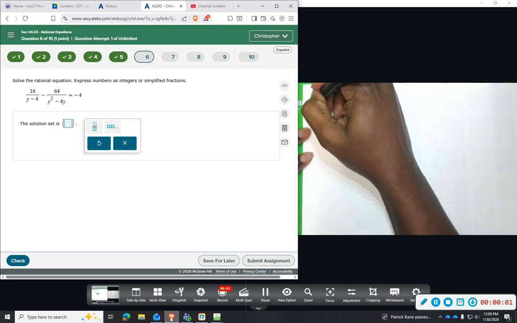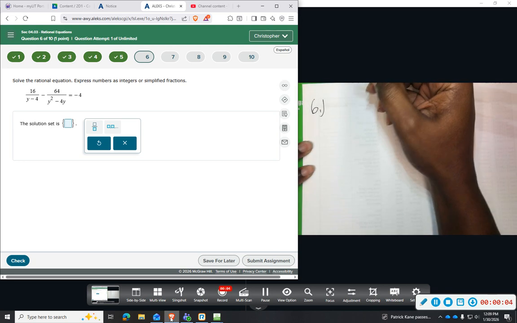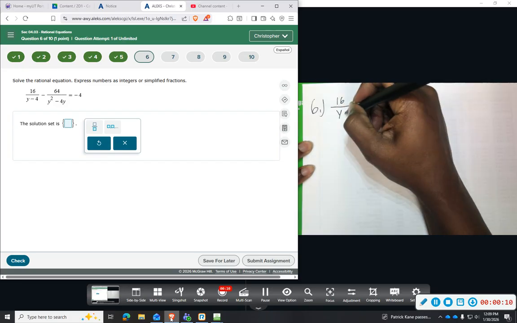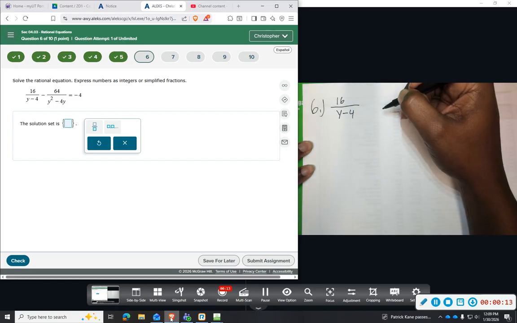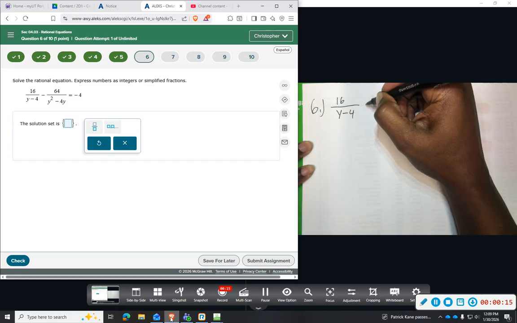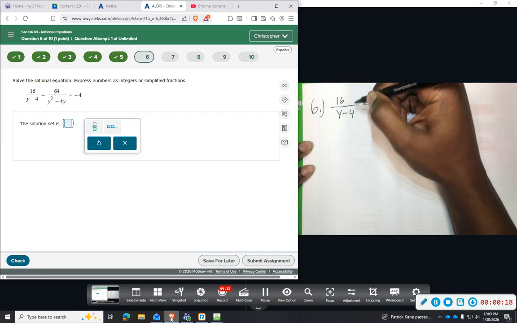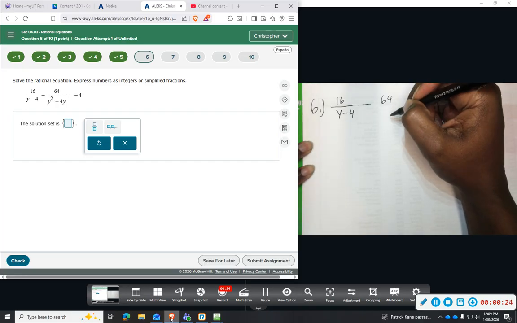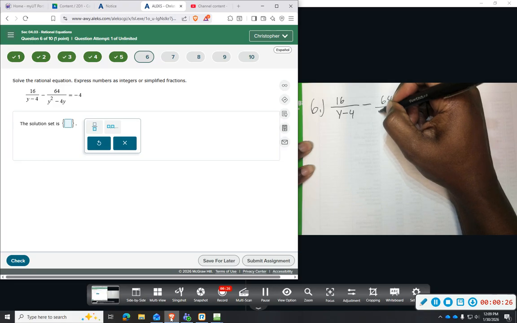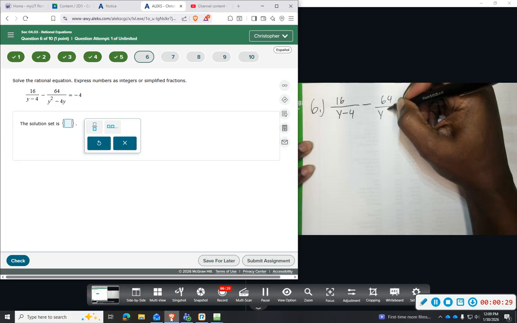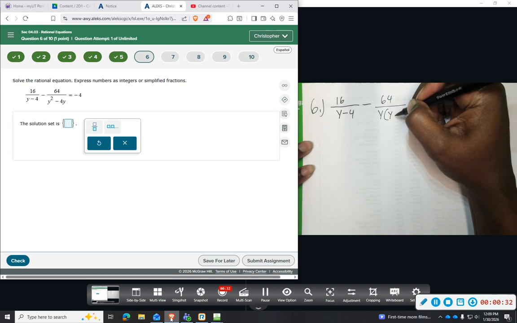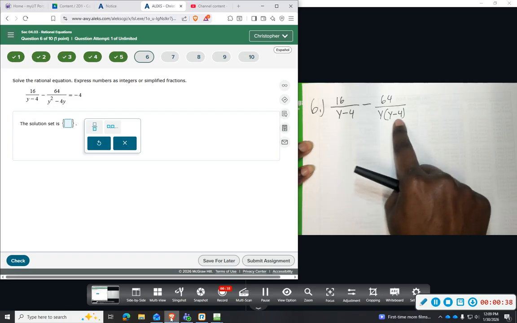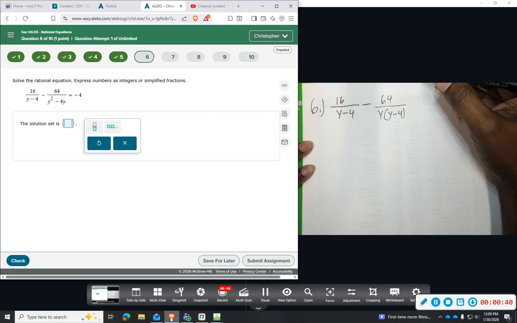All right, number 6, we're going to clear the fractions by multiplying by the common denominator, and it looks to be y minus 4 times y. If we look at the second term, so this 64 is divided by y squared minus 4. I'm going to write this in factor form. If we factor out a y, the y squared becomes y, and then the minus 4y just becomes minus 4. So this part looks just like this part, so the y times y minus 4 would be our common denominator.